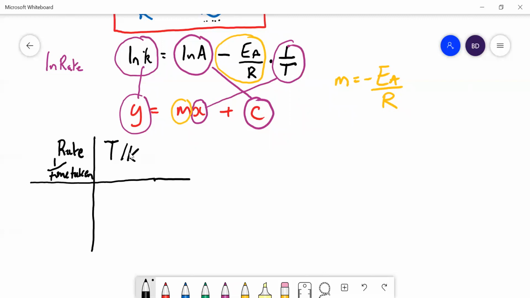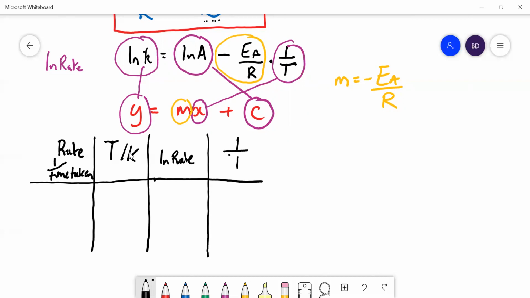And then we need to do a little bit of calculations. So we need to work out ln rate from our rate there, and we need to work out 1 over T. And that's going to give us pretty awkward numbers because it's going to be like 1 over 273. So it's always lots of decimals and stuff, and it's quite easy to make a mistake.